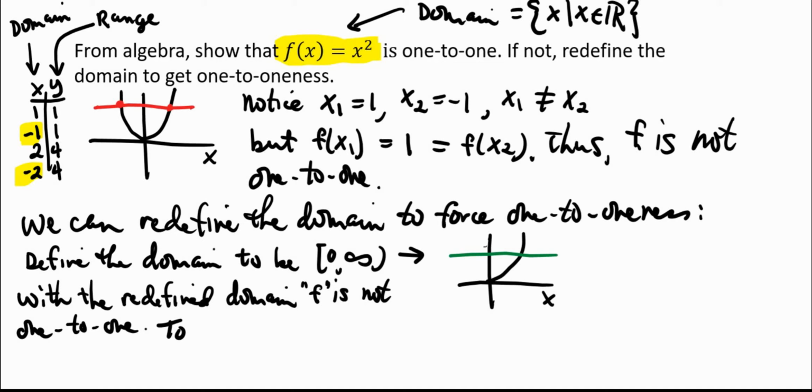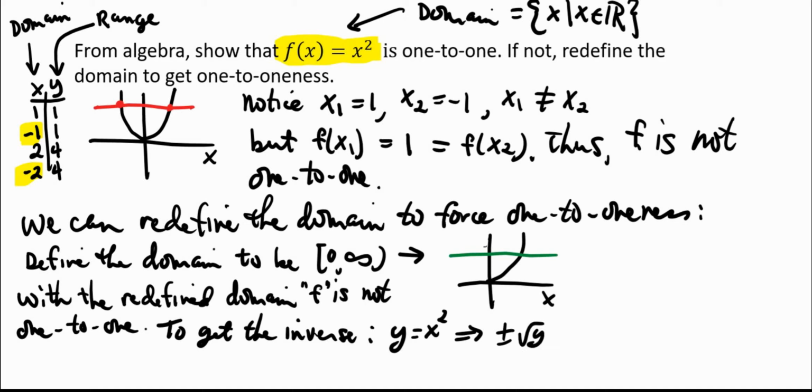You can only get the inverse if it's one-to-one. So let y equal to x squared, solve for x. So this implies that we have plus or minus the square root of y is equal to x. We change y to x. We change x to f inverse. F inverse of x is equal to just the square root of x. We don't need the negative because you recall that the domain of f is the same as the range of f inverse.